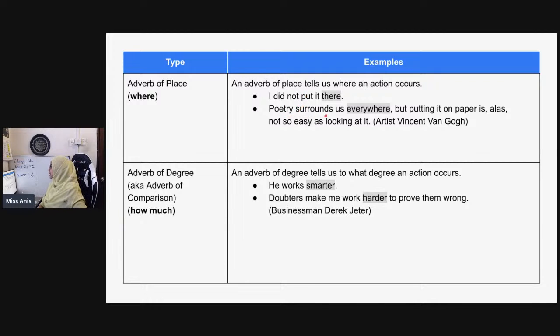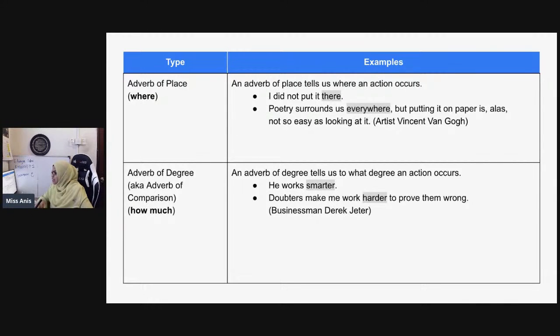Now, poetry surrounds us everywhere, but putting it on paper is alas not so easy as looking at it. Sorry ni macam ayat kenapa dia sangatlah poetic ayat dia, sebab the artist Vincent van Gogh yang cakap. Now Vincent, kalau nak tahu siapa, Google lah Vincent van Gogh ni, but one of his lukisan, dia pelukis, one of his lukisan, tak ingat warna, I think dia macam orange sikit ataupun macam bulat-bulat ke, if I'm not mistaken kot, dia punya lukisan dia tu harga dia beribu-ribu dolar, ribu ke juta dolar, kena check balik.